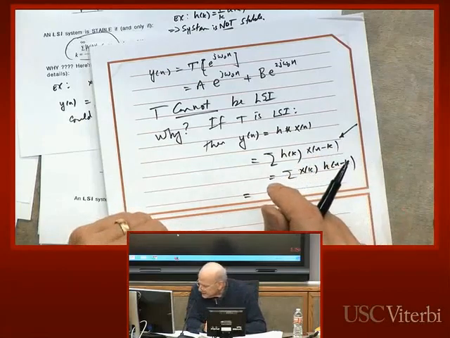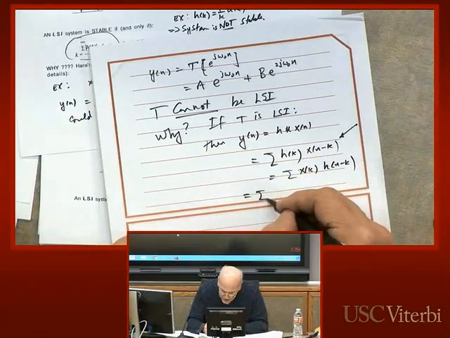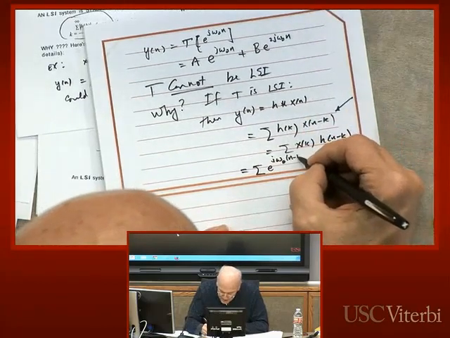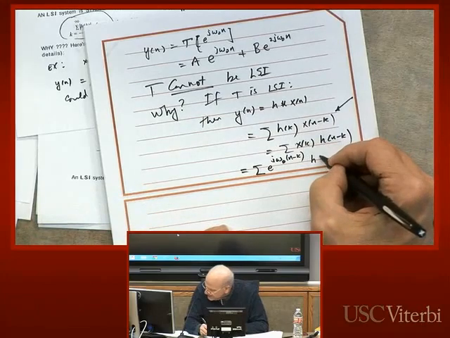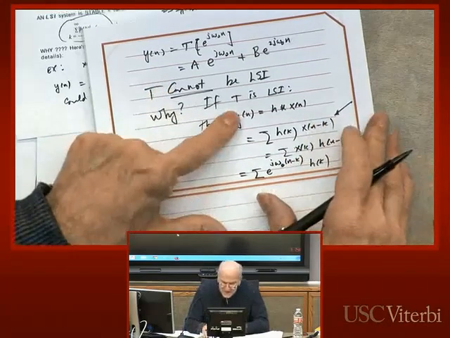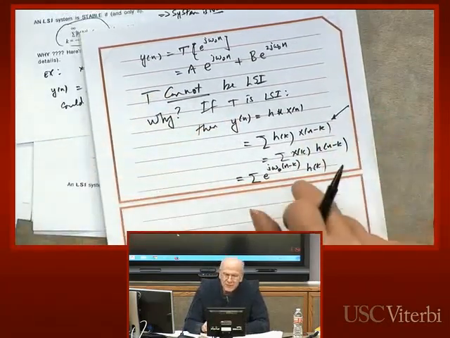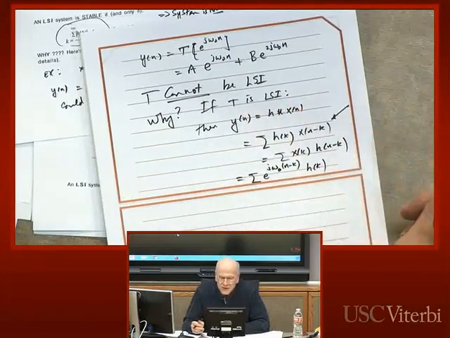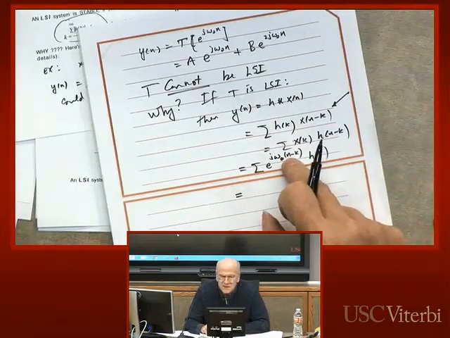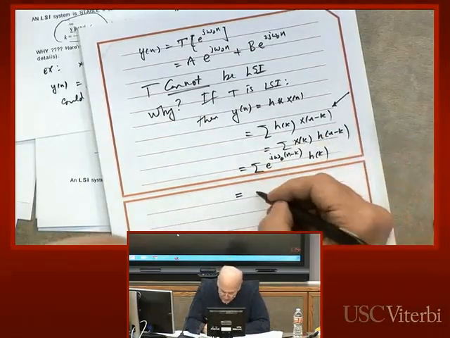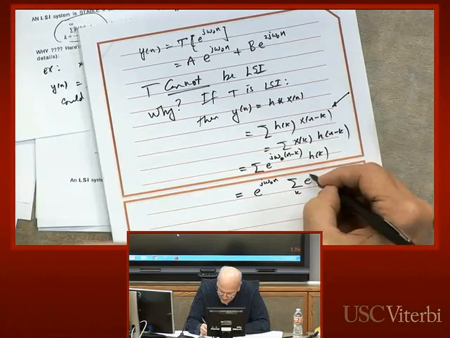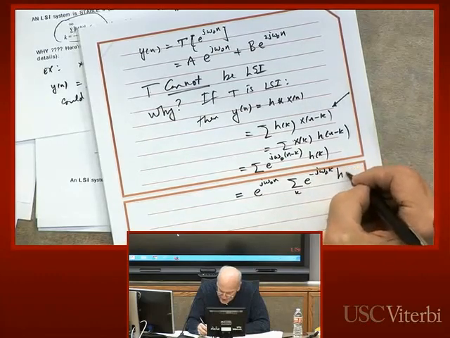Anyway, to continue, that's going to be the summation of e to the j omega naught n times h of k. Remember, the input is e to the j omega naught n. So if T is linear shift invariant, then we can write the output for any input. The n doesn't depend on k, so I can write that out front, e to the j omega naught n times the summation over k of e to the minus j omega naught k times h of k.